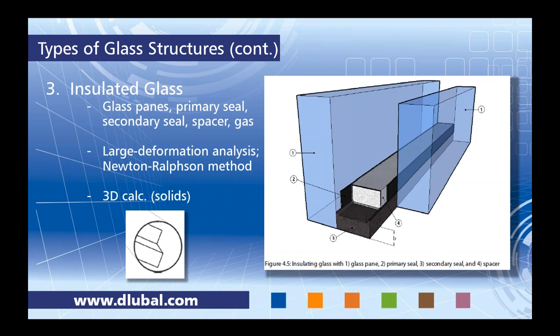This will always use large deformation analysis. With the other two glass types, we can do a linear analysis or a large deformation. Typically with plate theory, you're running a linear analysis. But for insulated glass, we only give you the option for 3D calculation with solid elements. That's because when you throw in this gas layer, there's really no other way to get the accurate behavior of the shear coupling between the glass layers with anything other than solids, meaning that plate theory with 2D elements is not applicable for insulated glass.